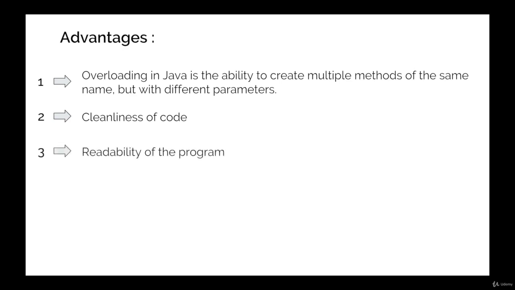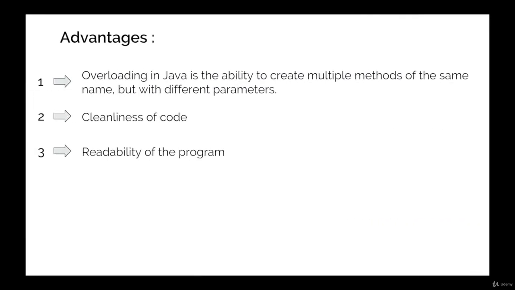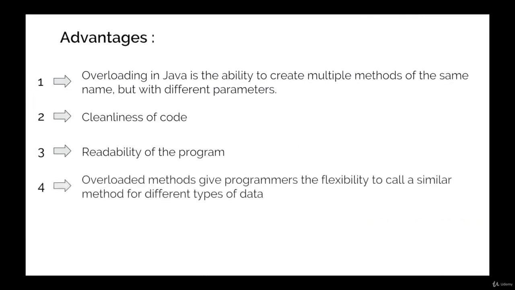The third advantage is it increases the readability of the program. Here you are calling method 1 multiple times but with different types of arguments. So if another software engineer is reading your code, it will be very easy for him to understand that you are doing the same operation, but for different variables. It thus makes understanding really easy. The fourth advantage is that overloaded methods give the programmer the flexibility to call a similar method for different types of data.